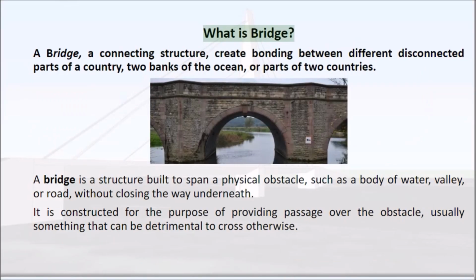What is a bridge? A bridge, a connecting structure, creates a bond between different disconnected parts of a country, two banks of the ocean, or parts of two countries. A bridge is a structure built to span a physical obstacle, such as a body of water, valley, or road, without closing the way underneath. It is constructed for the purpose of providing passage over the obstacle, usually something that can be detrimental to cross otherwise.